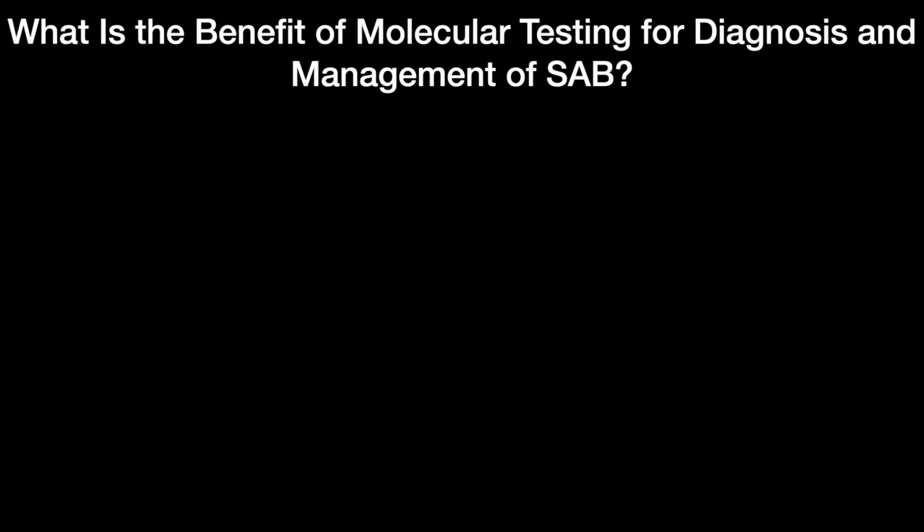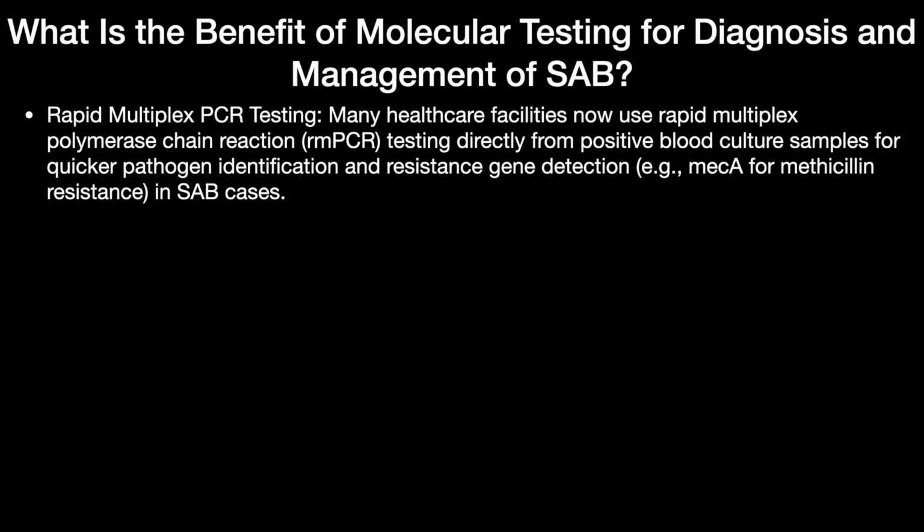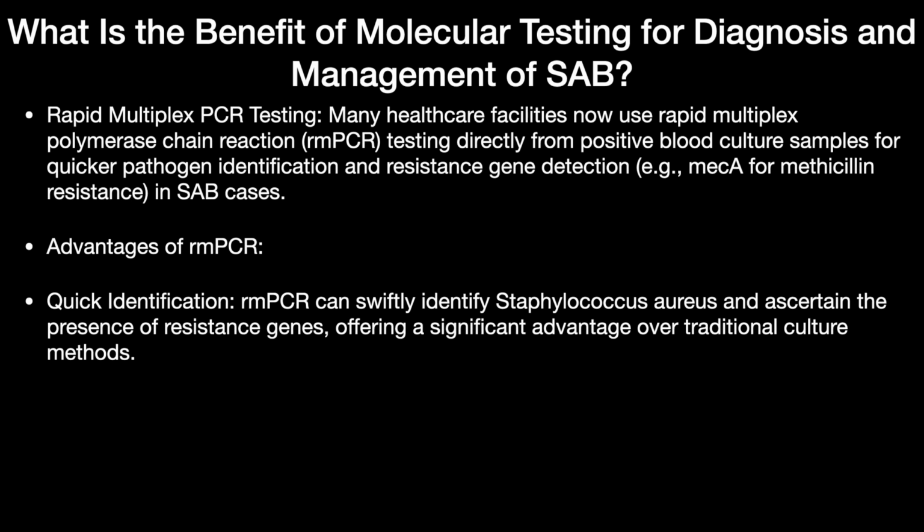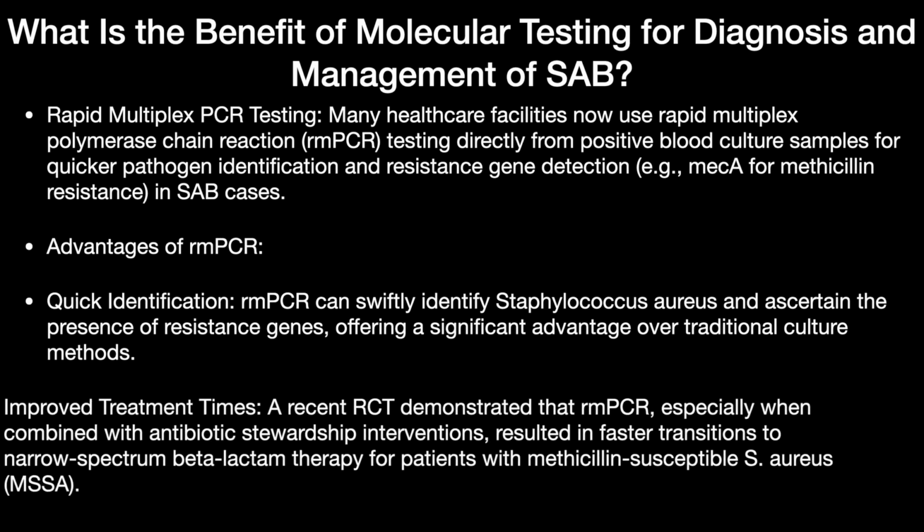So what is the benefit of molecular testing for diagnosing and managing SAB? Rapid multiplex PCR is now available in many healthcare facilities, and it is done directly on a positive blood culture sample, allowing quicker pathogen identification and resistance gene identification. The advantages are the quick identification of the organism and the resistance pattern.